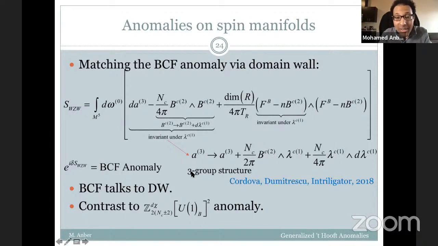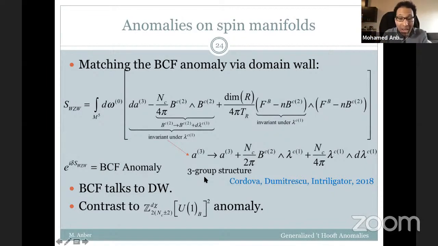By the way, this takes the form of a three-group structure, and is going to play an important role later on in my talk when I talk about the axion domain wall. So this is something extremely interesting about this BCF anomaly, that the BCF fluxes talk to the free-form field that couples to the domain wall deep in the IR.